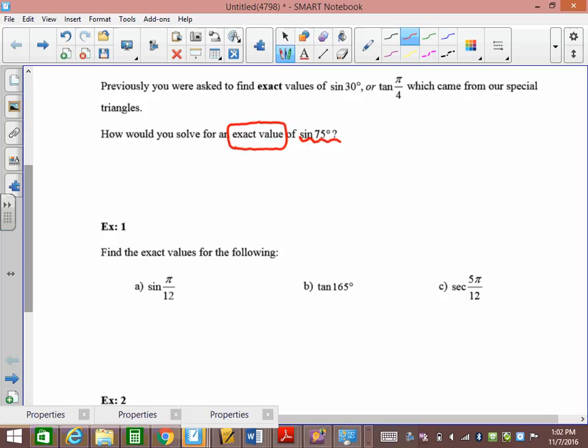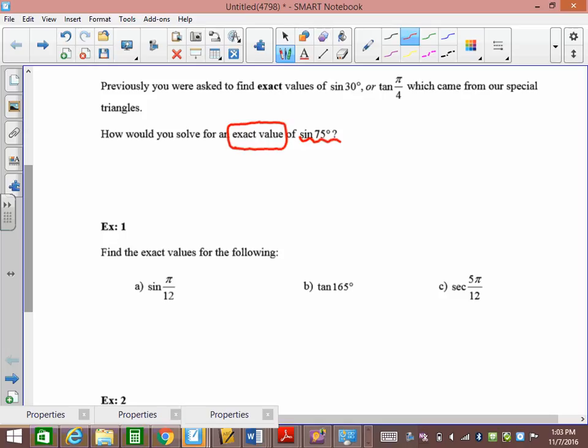However, sine 75 is nowhere to be found on that unit circle, right? There's no 75 on the unit circle. Are there any values that I can add or subtract together that would get me 75, though? 30 and 45, right? 30 is on the unit circle, 45 is on the unit circle, but 75 is not on the unit circle. So I'm going to use the sine addition formula.